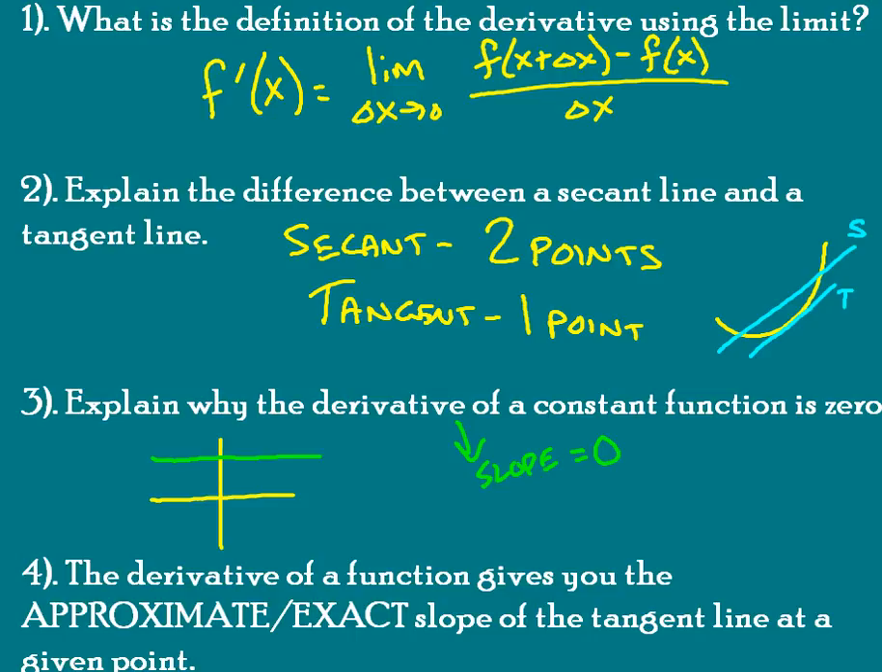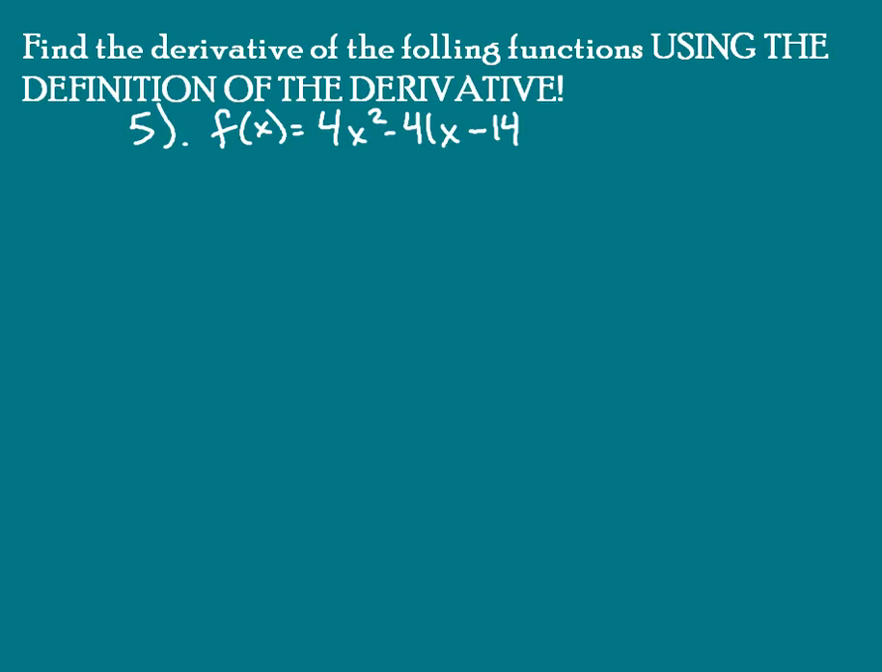And a derivative always gives you the exact slope of the tangent line at a given point. We don't want to approximate it. That's what a secant line is for. We want to know the exact slope. Okay, let's actually go and find these derivatives now.